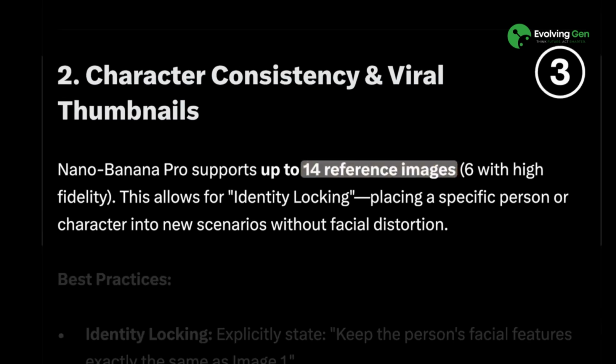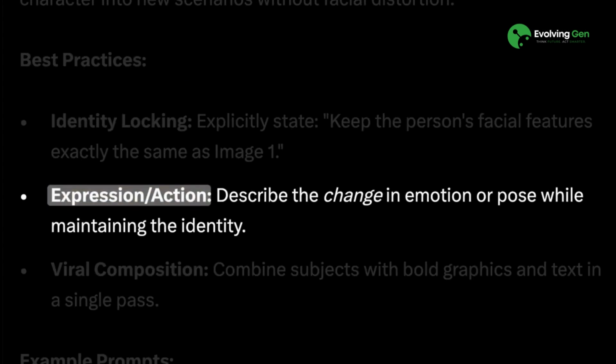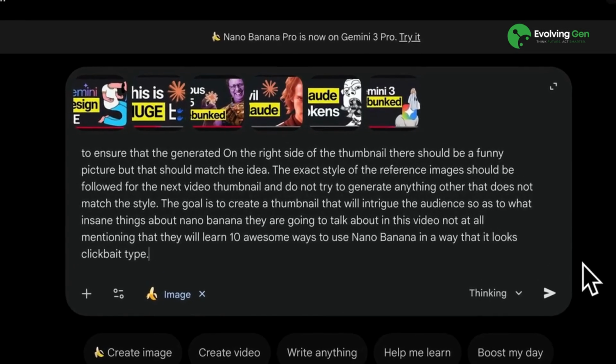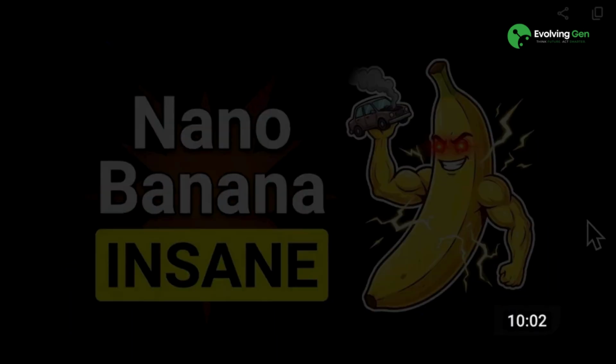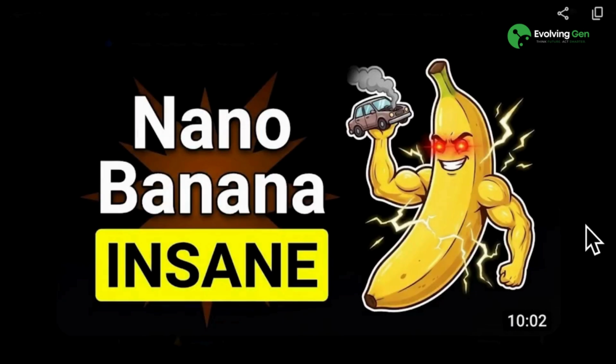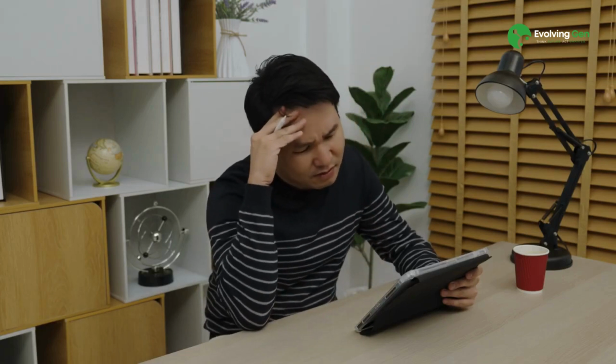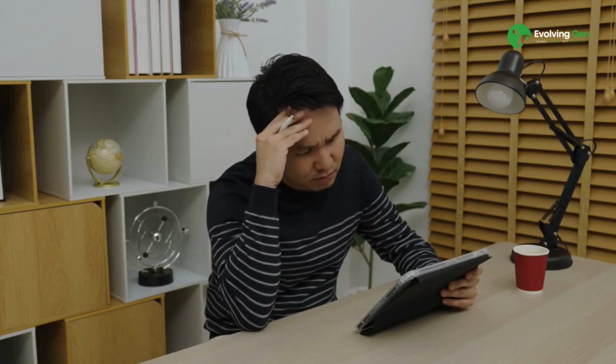You can use up to 14 reference images for entity locking, specify exact expressions and actions for characters, and even generate viral content compositions. It even added the timestamp for some reason, but the image turned out great. This is why this model is what my graphic designer has been having nightmares about lately.